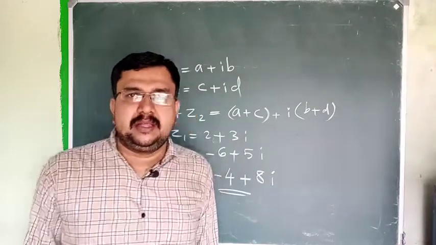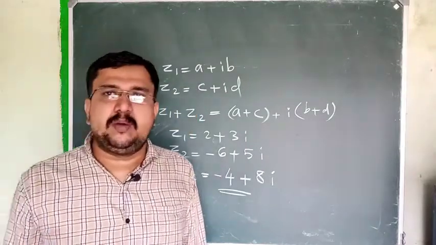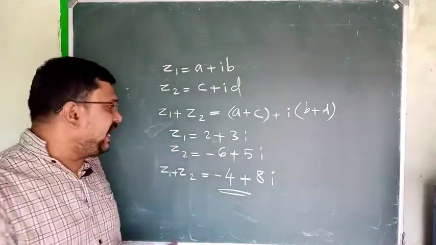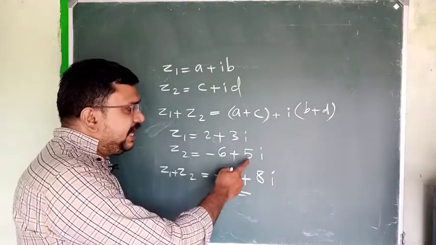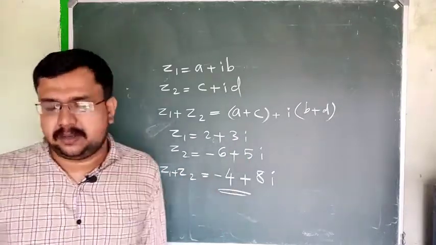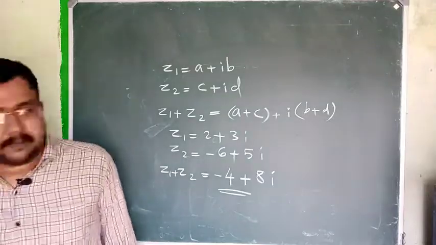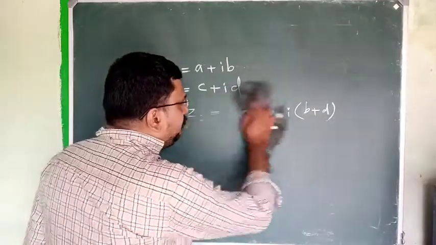Therefore, remember how to add two complex numbers. You just add the real part, then add the imaginary part. Okay, now we can move to another section.